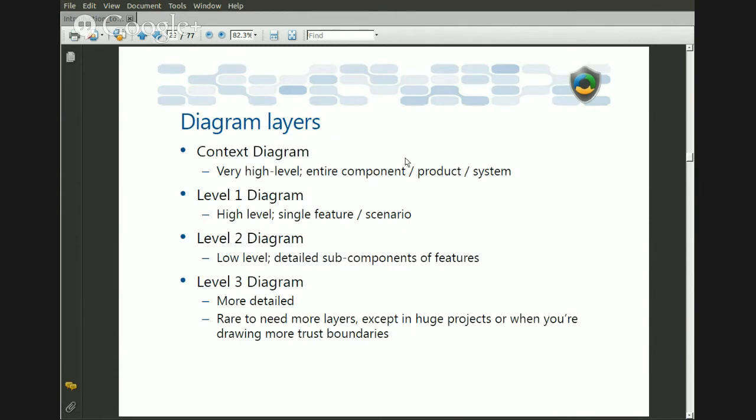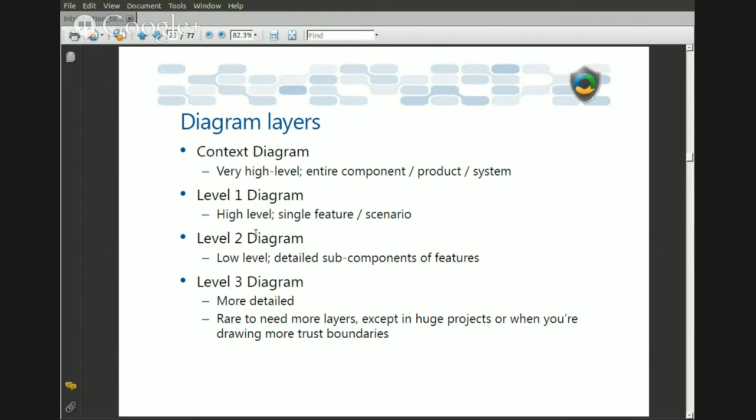Now you have diagram layers. Same thing when you talk about risk: you have different types of risk and different levels of risk, from strategic to tactical. The diagram layers they're showing here start with the context diagram, which is very high. That's the product system level, very similar to your systems diagram. The level 1 diagram is basically a single scenario. At level 2 you're talking about subcomponents, and level 3 is very, very detailed. This is your very low level.